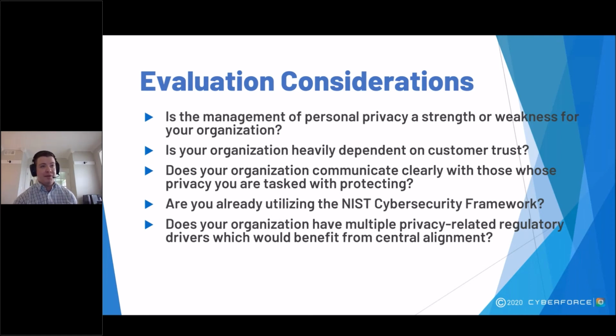The first is straightforward, and it's simply a question of how well you're currently managing your privacy objectives. You can probably start by asking the question, does your organization truly understand the sensitive personal information that it's managing? And while it's certainly possible to do a good job here without this framework, if you do see a weakness, it might be an excellent next step.